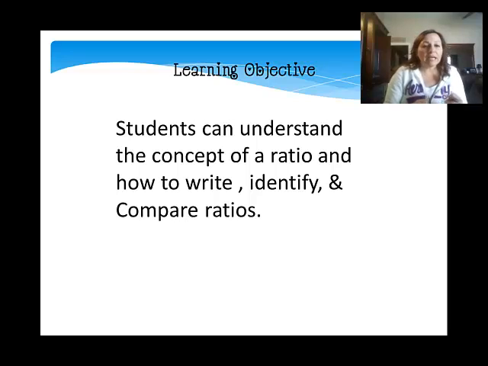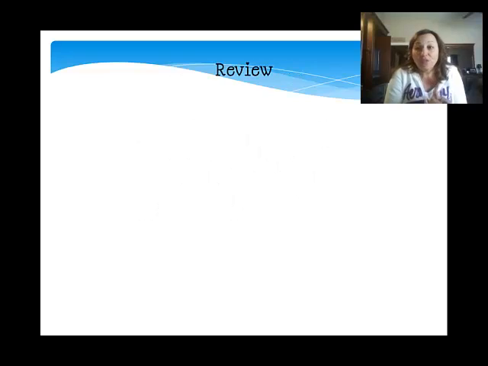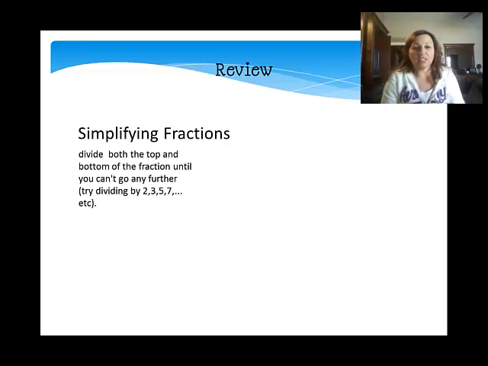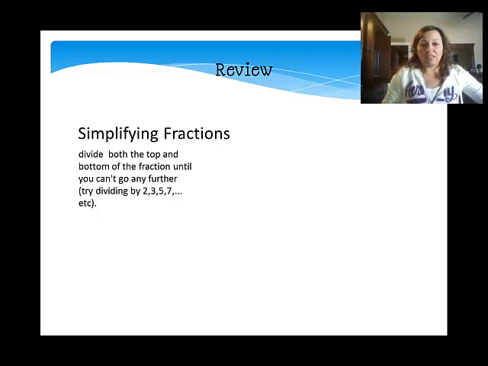So you'll be able to understand the concept of a ratio and how to write, identify, and compare ratios when we're all done. All right, before we do that, we need to do a little bit of review. We need to remember how to simplify fractions. So remember, simplifying fractions is when you divide both the top and the bottom of the fraction until you can't go any further. So let's just say, for example, I have the fraction 6/8.